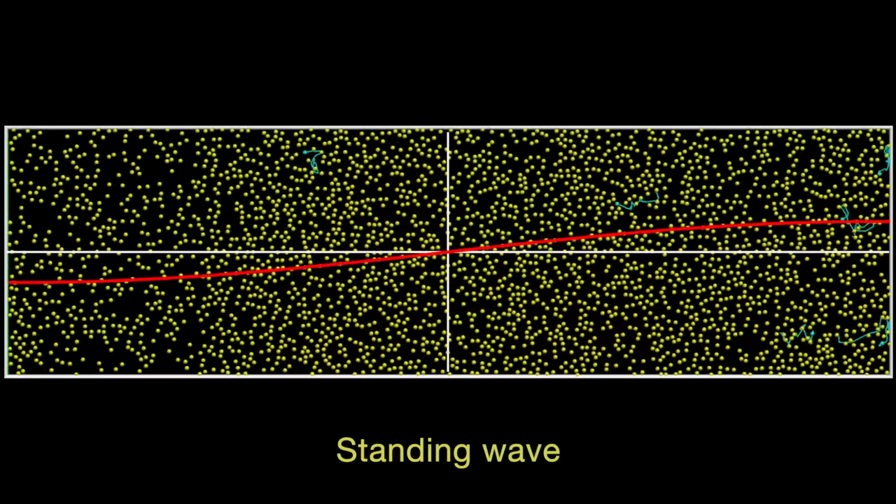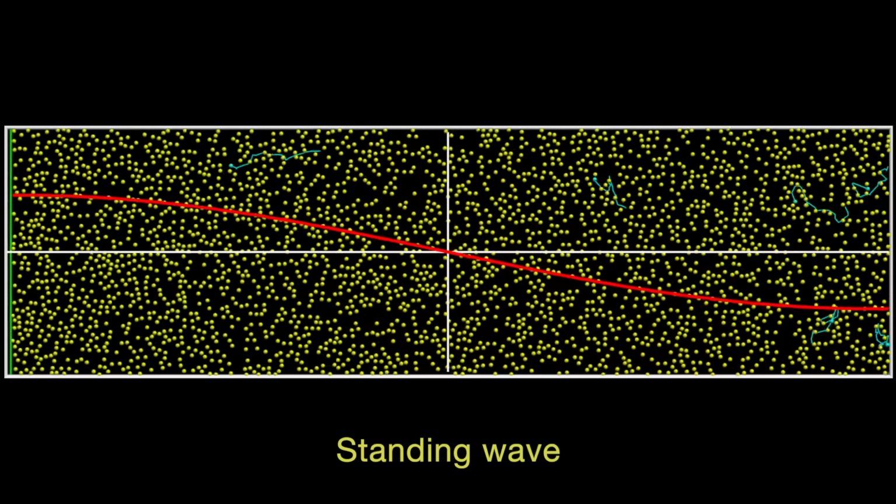In the specific example shown here, we see that the gas oscillates between two specific states, one having a high density on the left and a low density on the right, and the other having a low density on the left and a high density on the right. This behavior is a resonance phenomenon we refer to as a standing wave.